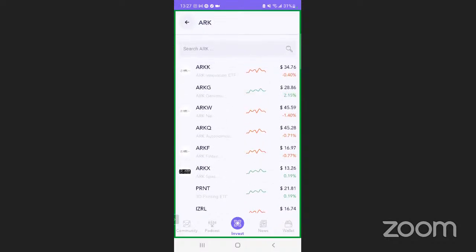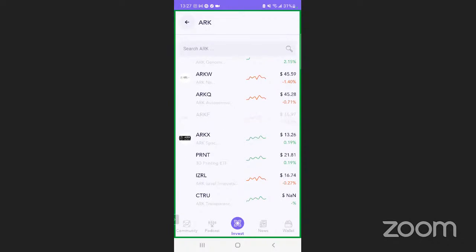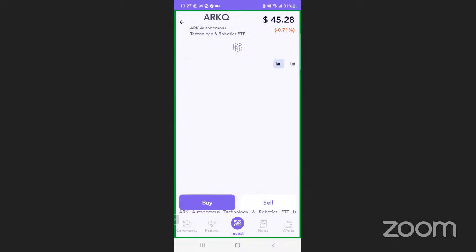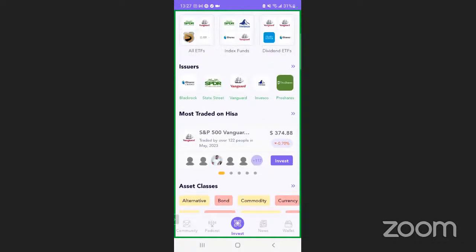So I think it's time to mention what's the theme for 2023. I think for 2023, guys are talking about artificial intelligence. So where do you start? I think this is a good place to start. Let's say the ARKQ, the ARK Autonomous Technology and Robotics ETF. I think this ETF has a huge holding in artificial intelligence. So these are some of the ETFs you look at to invest in artificial intelligence.